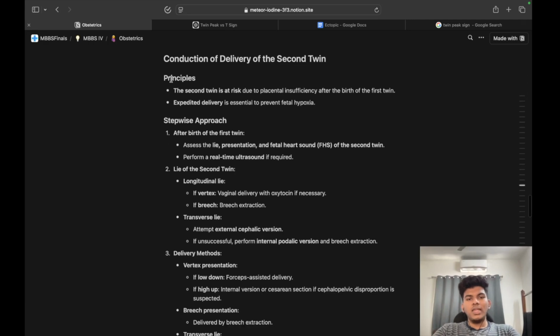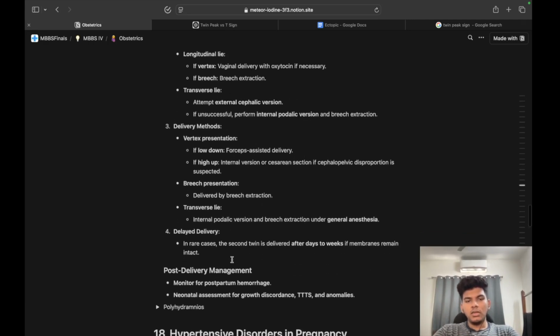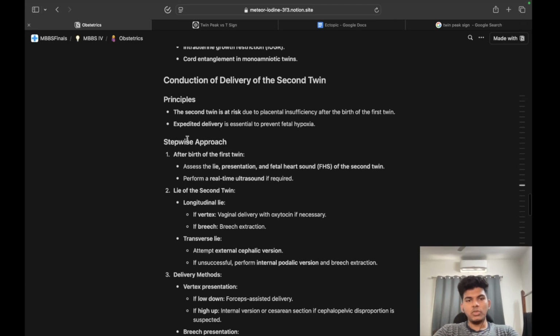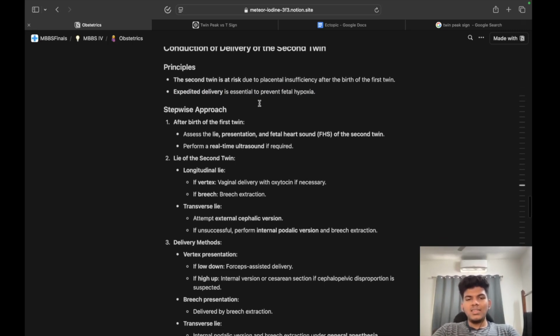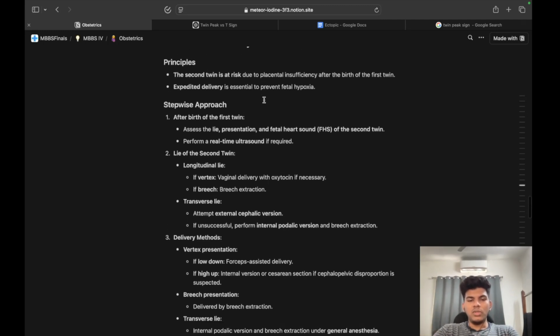Now coming specifically to the conduction of delivery of the second twin. There are principles and a stepwise approach to doing it. The second twin is at risk due to placental insufficiency after the birth of the first one, and expedited delivery is essential to prevent fetal hypoxia. So do it as soon as possible, unless there are some conditions where you don't. Stepwise approach: after birth of the first twin, assess the lie, presentation and fetal heart sounds of the second twin. Perform a real time ultrasound if required. That is the first step.